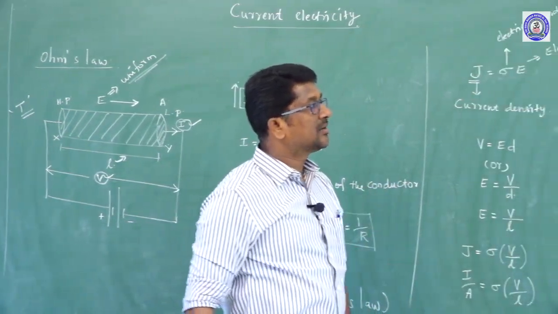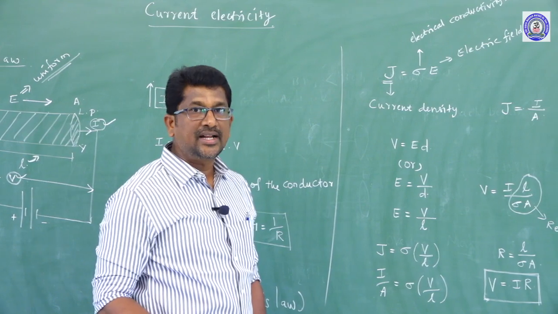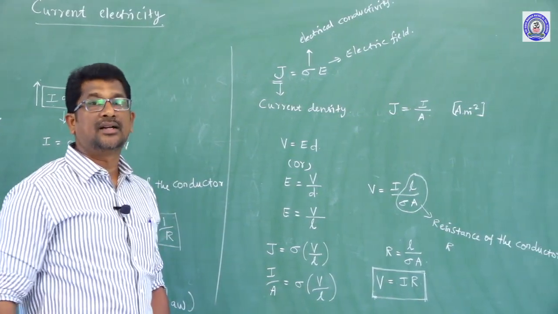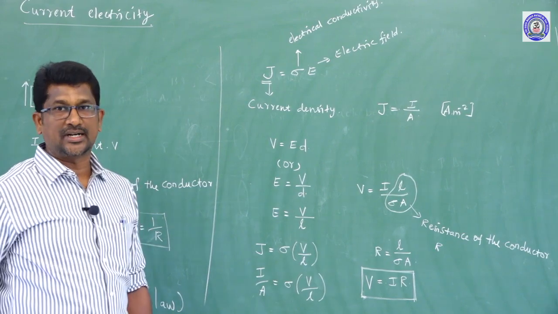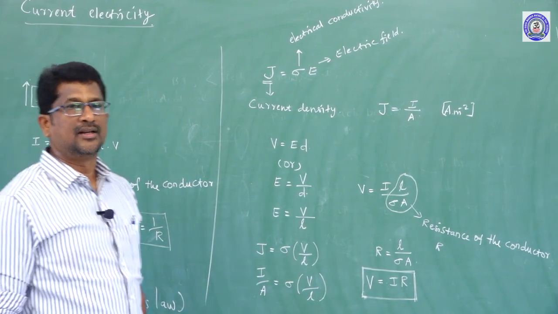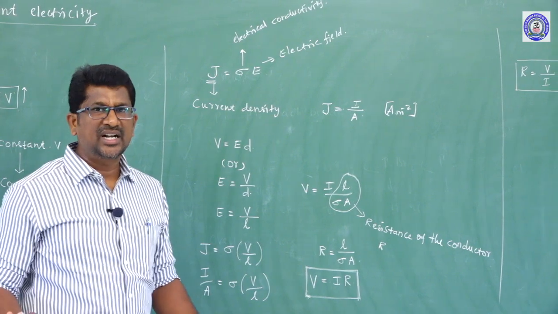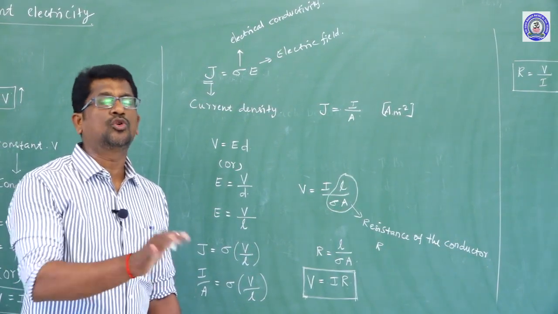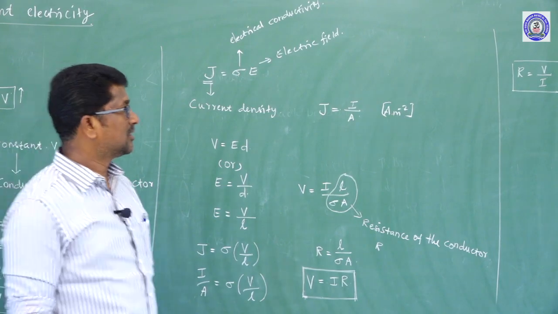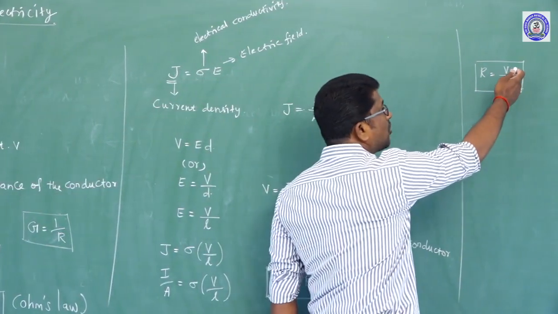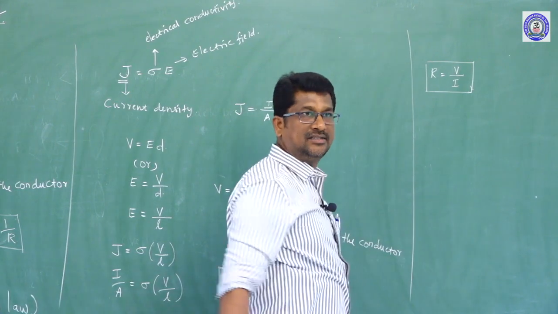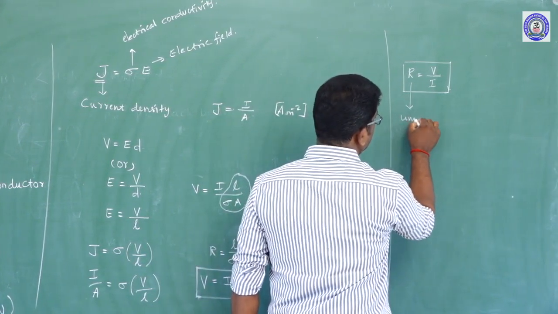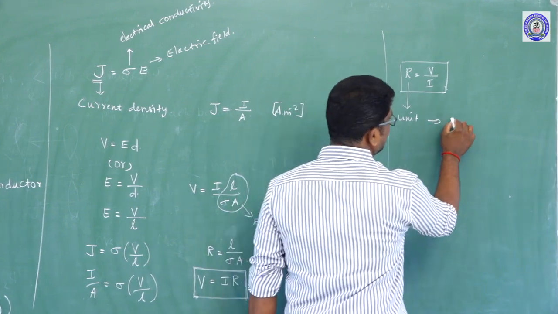From that equation, the resistance of the conductor is defined as the ratio of potential difference between the two ends of the conductor to the current flowing through the conductor. Generally, resistance is the opposition offered by the conductor to the electric charge, but the definition is the ratio of potential difference to the current. And the unit of resistance is ohm.